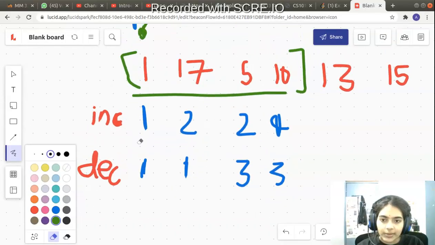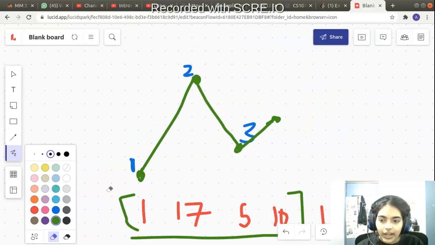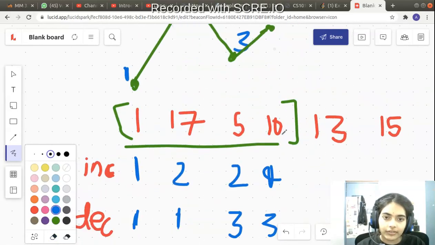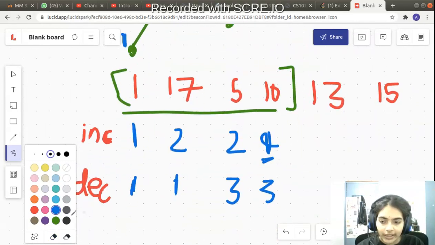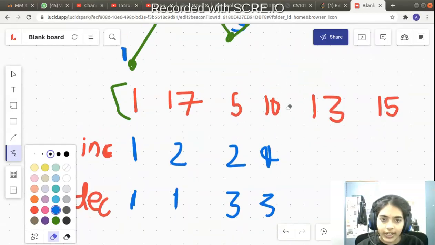But what about a wiggle subsequence that is increasing at last? I can see here 1, 2, 3, 4. That is possible to have. That will have actually 4 nodes. The maximum length of that will be 4. So that is what these increasing and decreasing variables represent. Let's go to the next example.